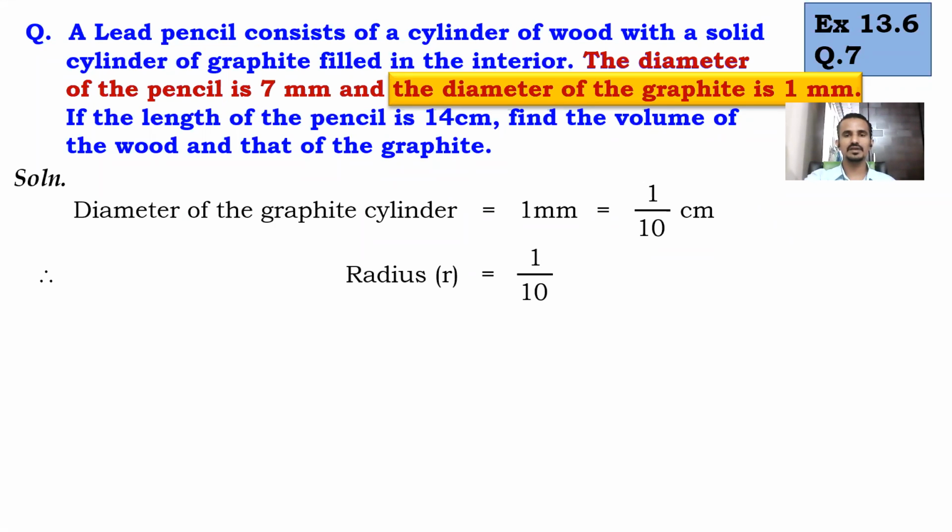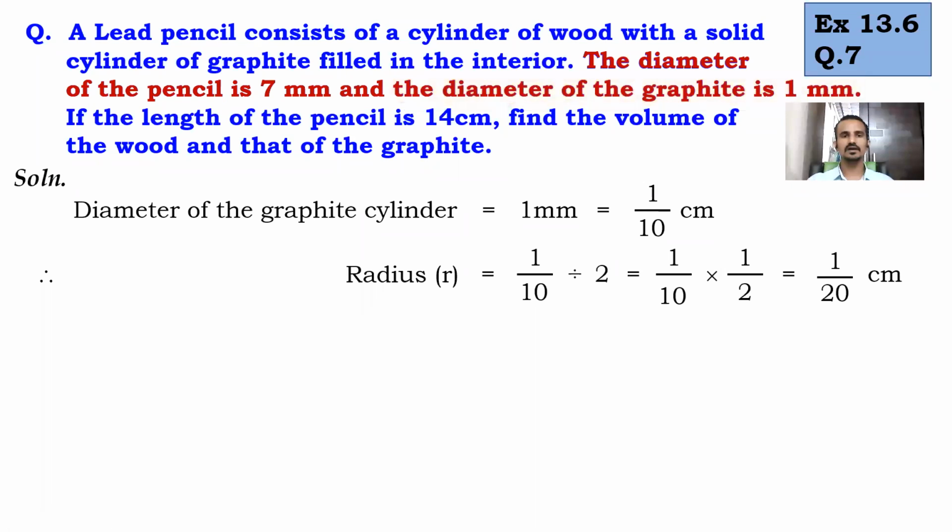The radius R will be 1 upon 10 divided by 2. Now we are talking about the radius of the graphite, or we can say the inner radius. So radius of the graphite is 1 upon 10 divided by 2. We can write this as 1 upon 10 multiplied by 1 upon 2, so this will be 1 upon 20. So this is the inner radius, or the radius of graphite. The radius of graphite is 1 upon 20 centimeter. Is this clear to everyone?